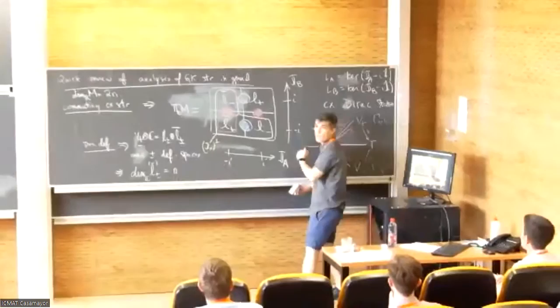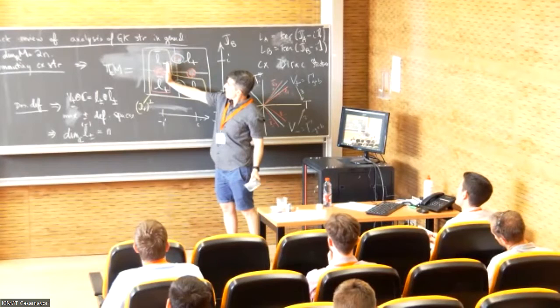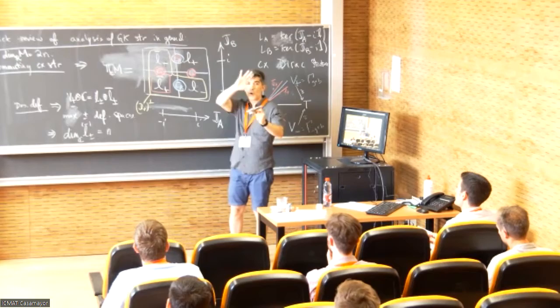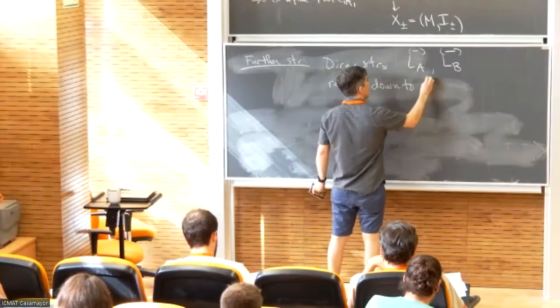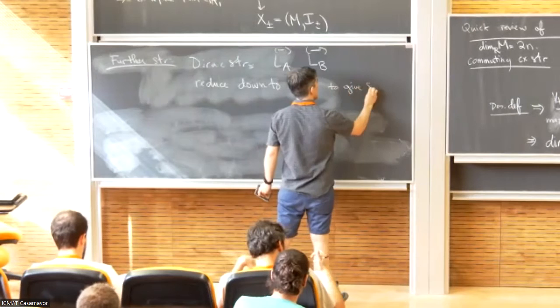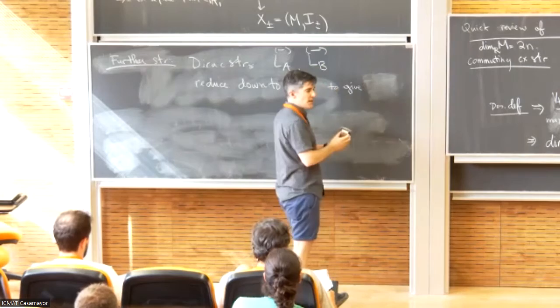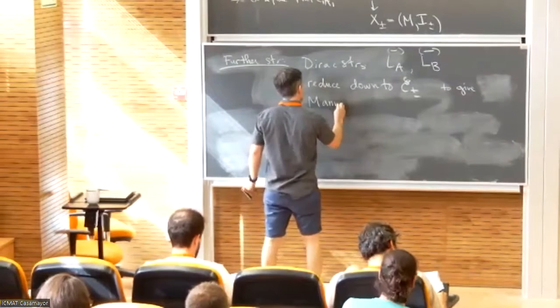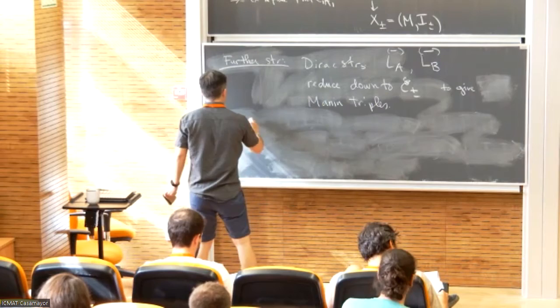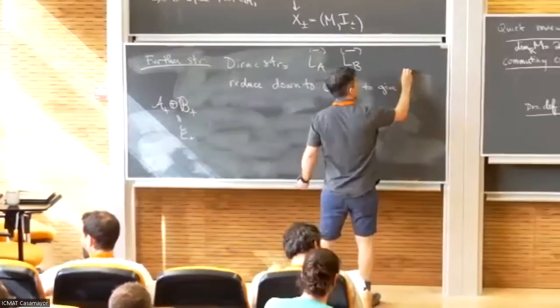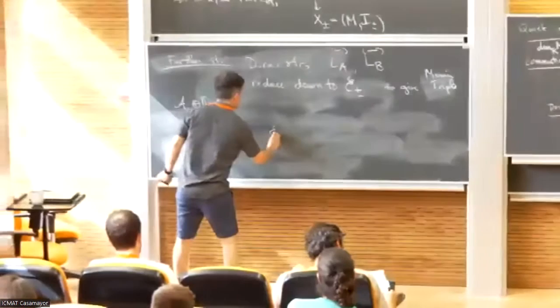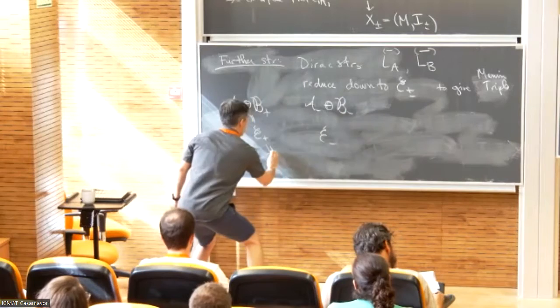And you can see that, for example, this Dirac structure and this Dirac structure both reduce to the same thing. And this reduces to the same thing. So even though you start with four, you end up with only two. These Dirac structures reduce down to E plus minus to give a splitting. I shouldn't call it a splitting. It has a name, it's called a Manning triple. So we have that E plus is equal to A plus B plus. And E minus is A minus plus B minus. And these are over X plus and over X minus.